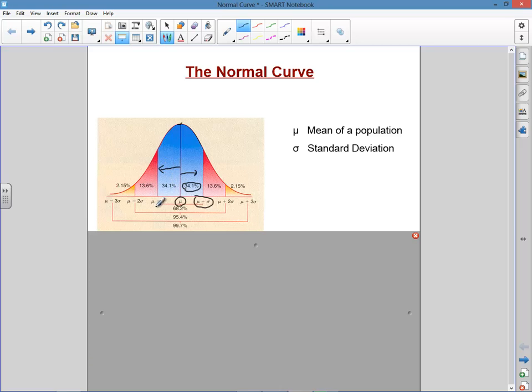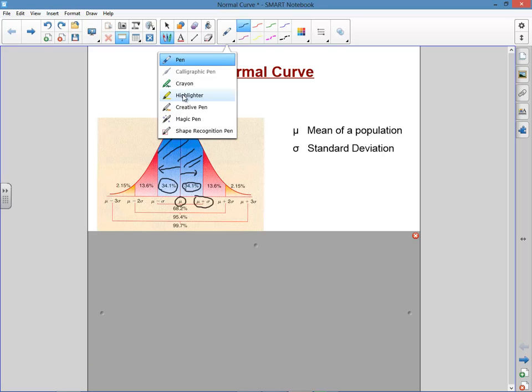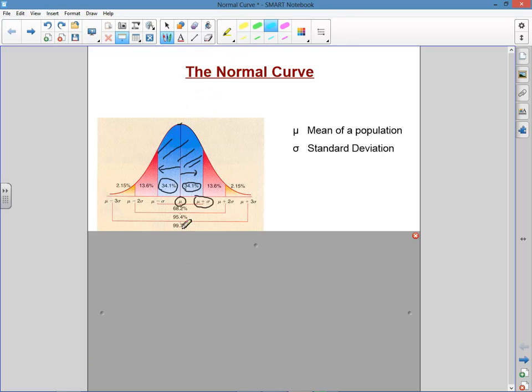And the same is true if you went behind. So if you had your mean and you go one standard deviation below, you would contain again approximately 34% of the data. So in total for these two regions here, we will contain approximately 68% of all of our results.